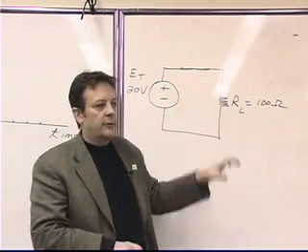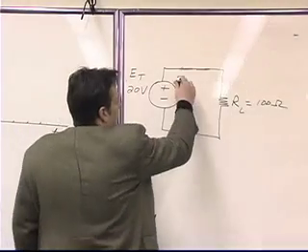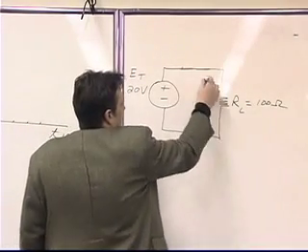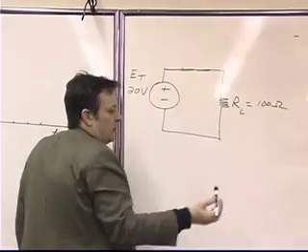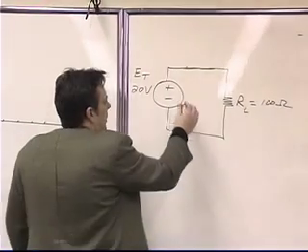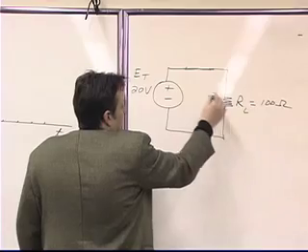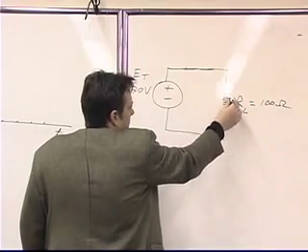20 volts. Right. And that's by Kirchhoff's voltage law. The sum of the voltages around any closed loop have to be equal to 0. Or stated in simpler terms, this voltage has to be the same as this voltage. So this is 20 volts.